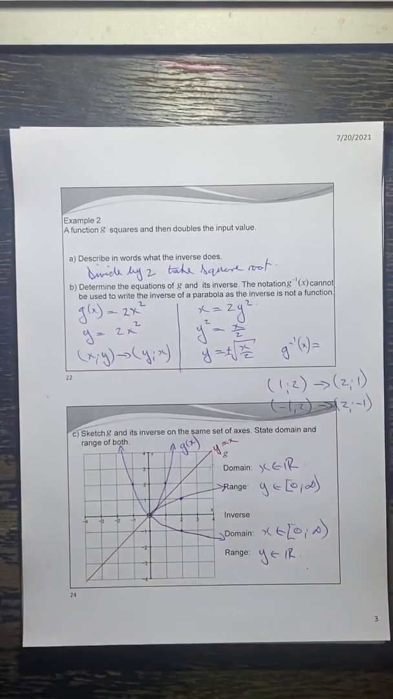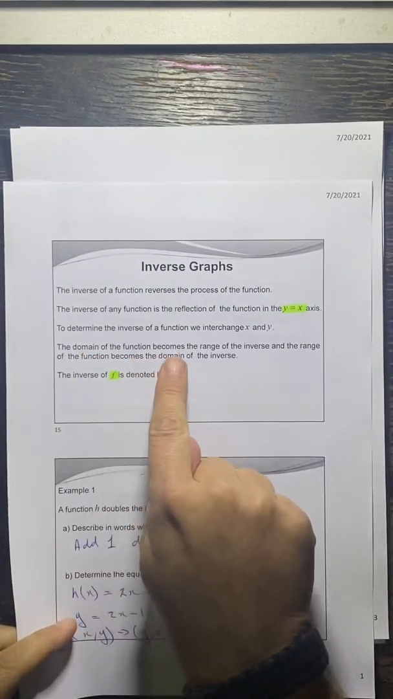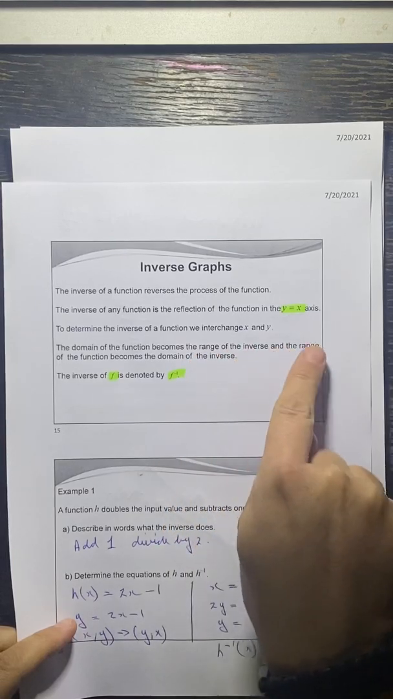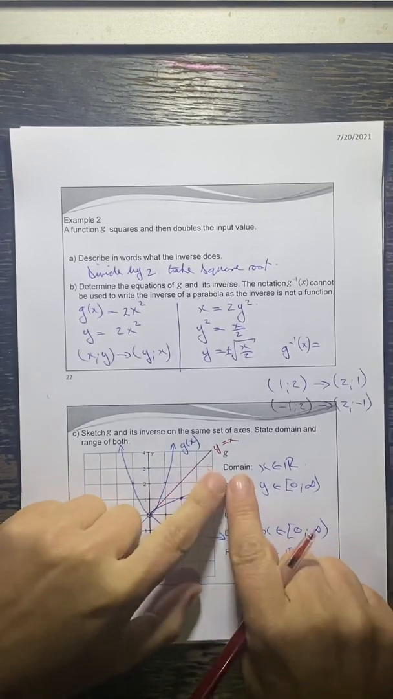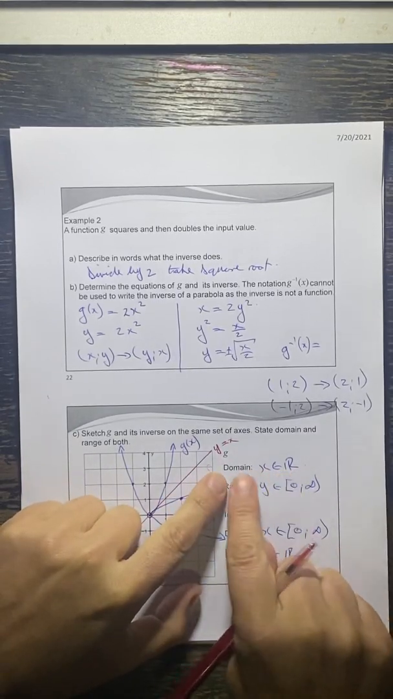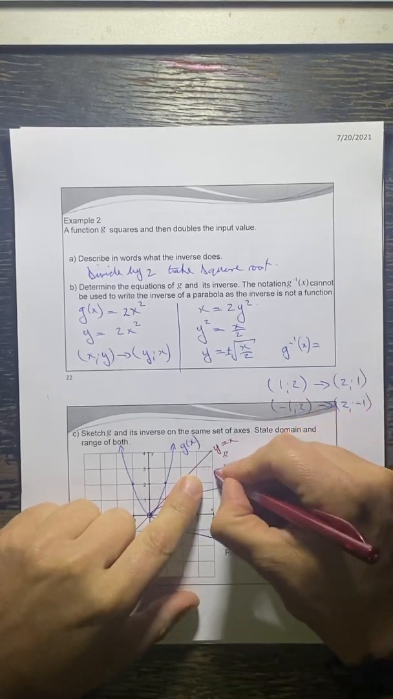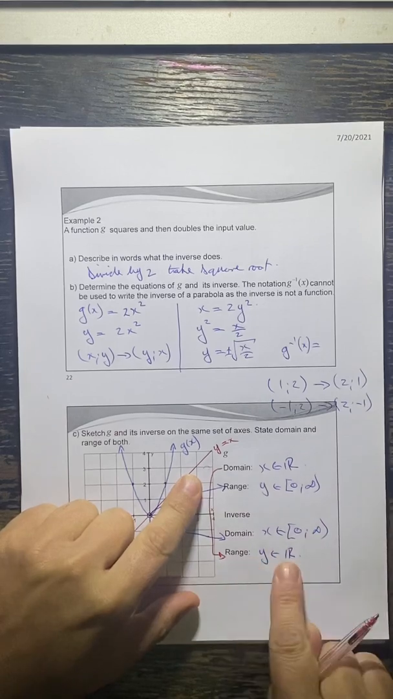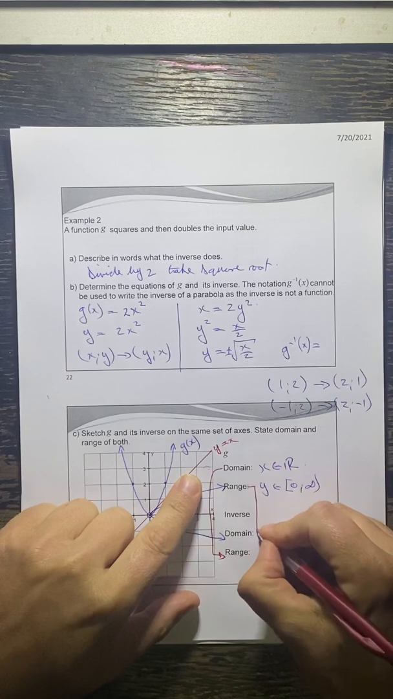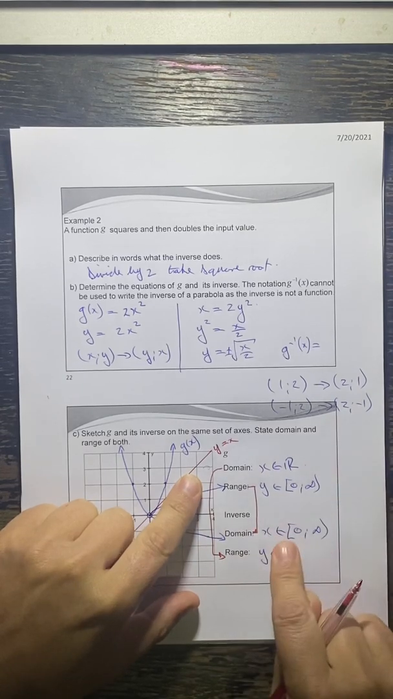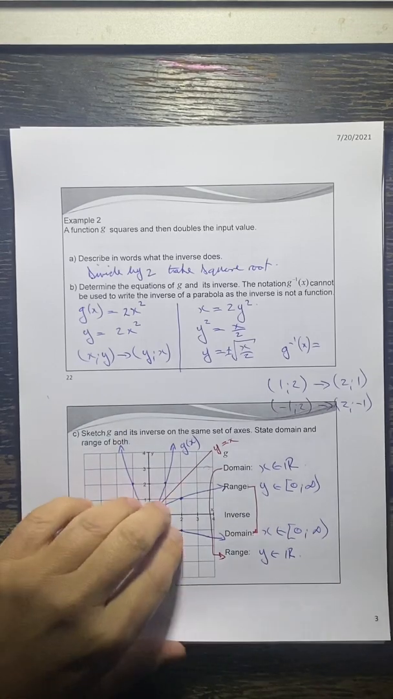Now, that's what they were talking about initially over here, where the domain of the function becomes the range of the inverse, and the range of the function becomes the domain of the inverse. So if we have a look at the domain for our function, the domain has now become the range for the inverse. Then the range has now become the domain for the other one. And you see how they flip around like that. And that's what that statement was saying.